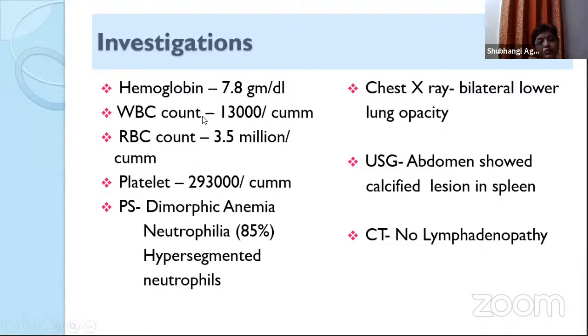Hemoglobin was reduced. The WBC count was 13,000 per cubic millimeter, slightly raised. RBC count was 3.5 million. Platelets were normal. Peripheral smear showed dimorphic anemia with neutrophilia and hypersegmented neutrophils, suggestive of megaloblastic anemia. He had bilateral lower lung opacity and also had a lesion in the spleen, but there was no lymphadenopathy anywhere.